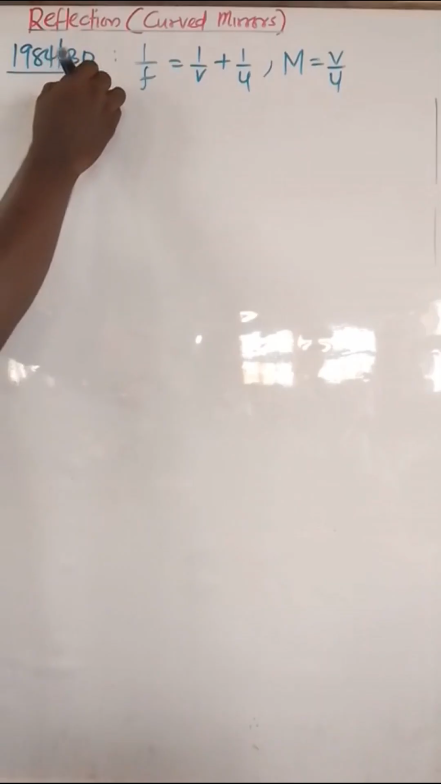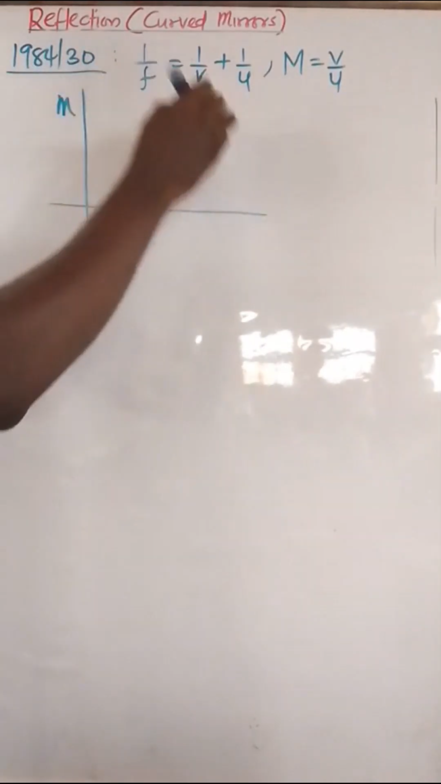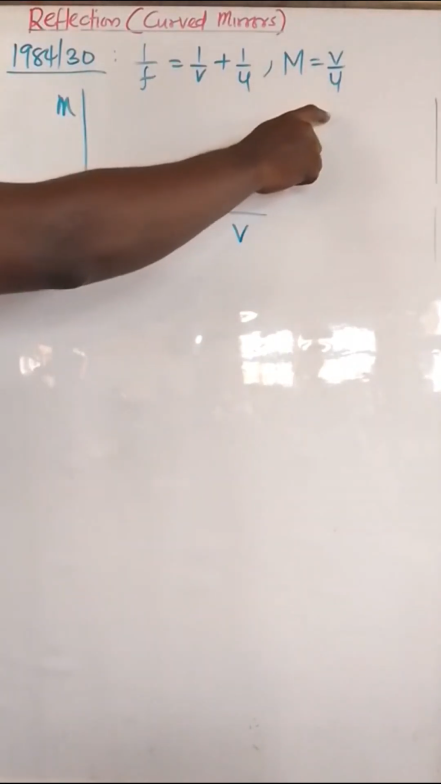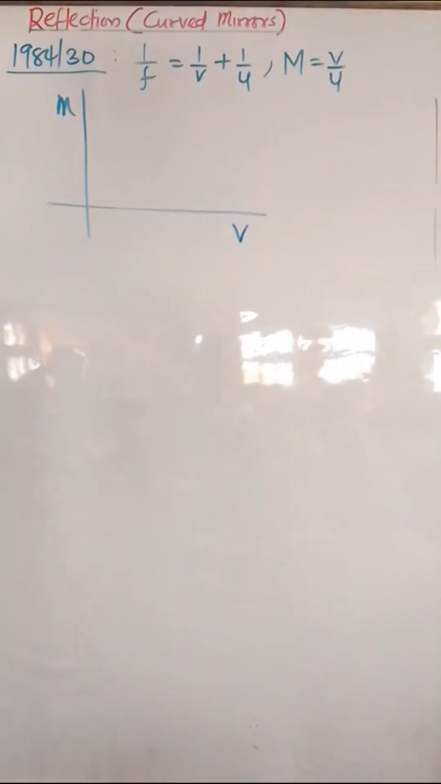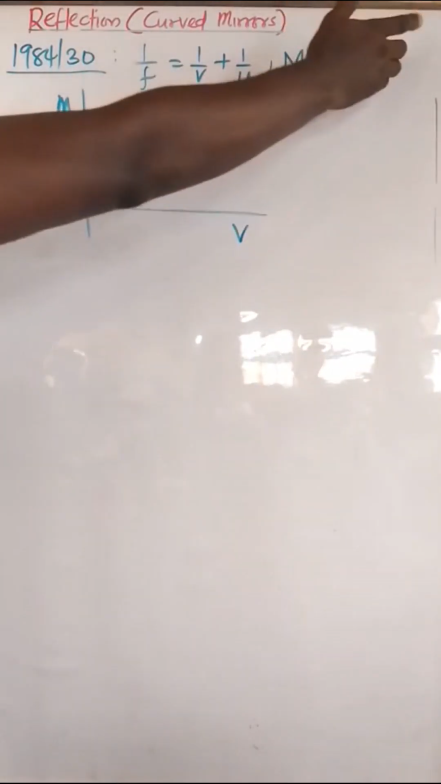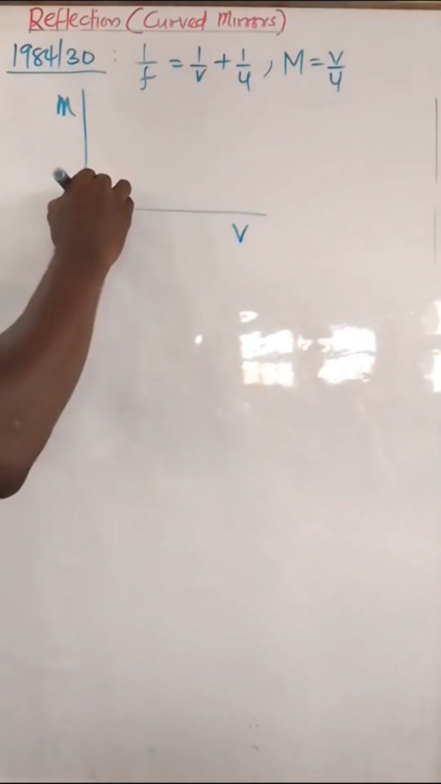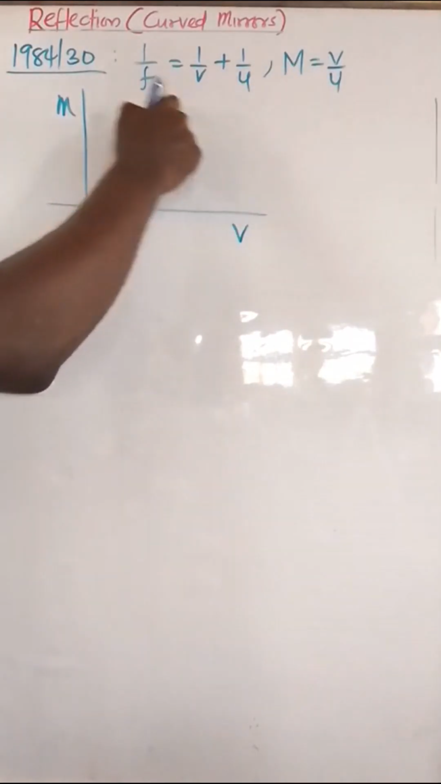Between M and V. If you have to plot the graph of M against V, what will it give us? When you look at this directly, we can see that M and V are directly proportional, and it has no intercept. Ordinarily, looking at this, you want to draw a graph like this. But this is going to be wrong. Why? Because this U is not fixed.